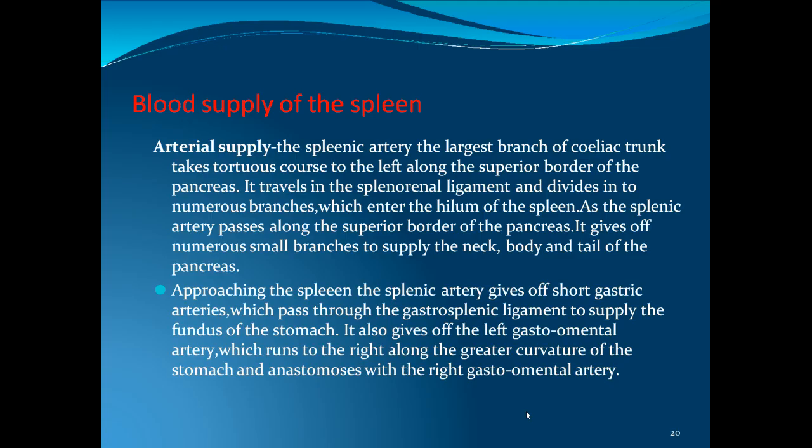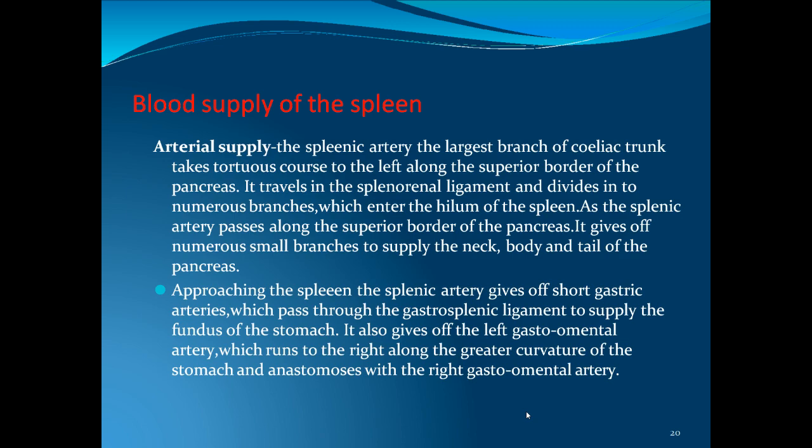Now we'll see the blood supply of the spleen. Arterial supply: the splenic artery, the largest branch of the celiac trunk, takes a tortuous course to the left along the superior border of the pancreas. It travels in the splenorenal ligament and divides into numerous branches, which enter the hilum of the spleen. As it passes along the superior border of the pancreas, it gives off numerous small branches to supply the neck, body and tail of the pancreas.